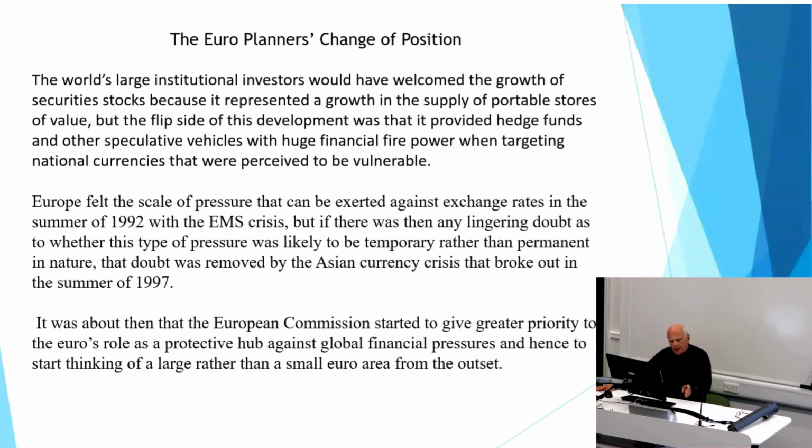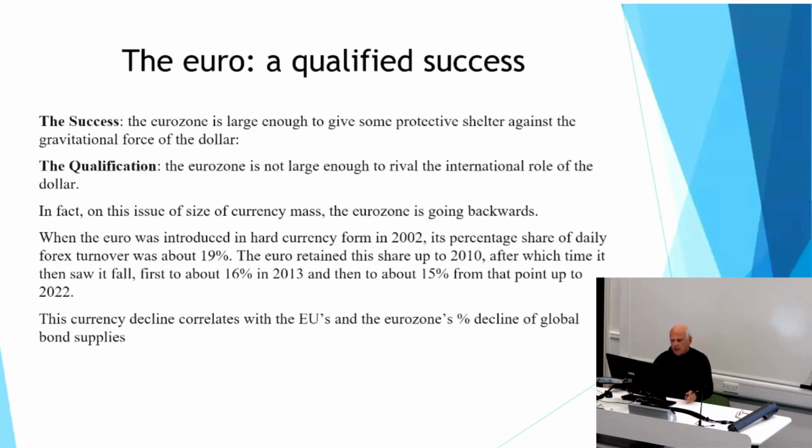It was about then that the European Commission started to give greater priority to the euro's role as a protective hub against global financial pressures, and hence to start thinking of a large rather than small euro from the outset. So what is the euro? A qualified success. The success: the eurozone is large enough to give some protective shelter against the gravitational force of the dollar.